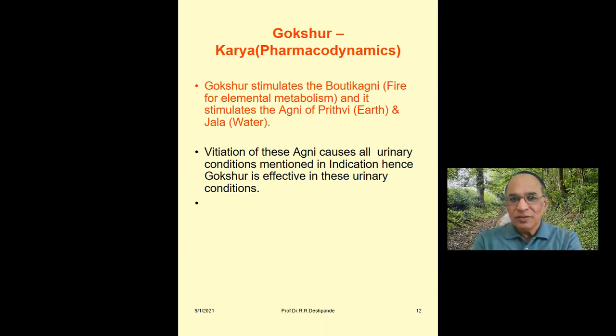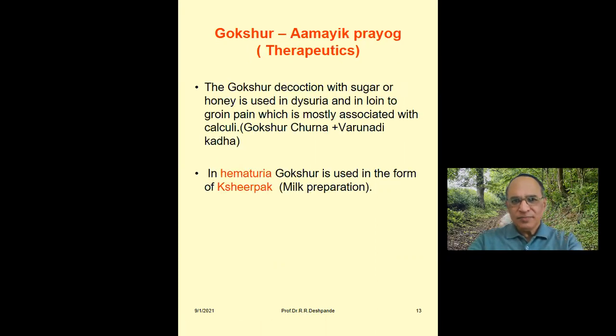component in the food. So it basically acts on the Bhutagni level, that is fire for elemental metabolism, and it stimulates the Agni of Prithvi and Jala. Earth and water molecules basically have good metabolic processes because of Gokshur. Vitiation of this Agni causes all the urinary conditions mentioned before. Hence, Gokshur is very effective in urinary tract problems.